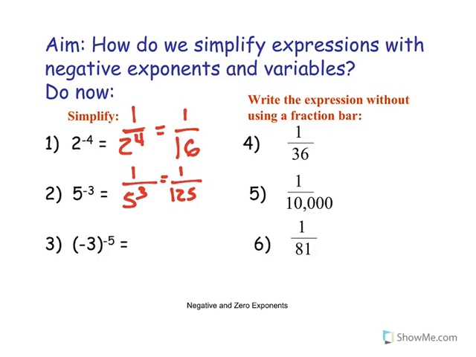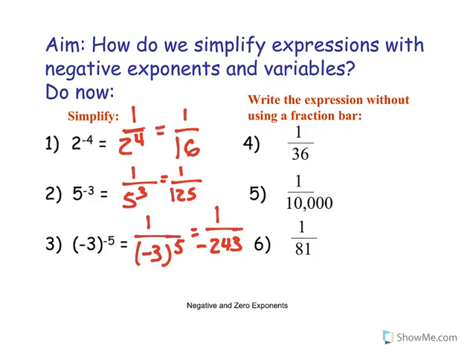Negative 3 in parentheses to the negative fifth. So 1 divided by, in parentheses, negative 3 to the fifth. So we're doing negative 3 times itself 5 times. Now, since we have an odd number of negatives, we'd expect our product to be negative. So negative 3 times negative 3 is positive 9, times another negative 3 is negative 27, times another negative 3 is positive 81, times another negative 3 is negative 243.